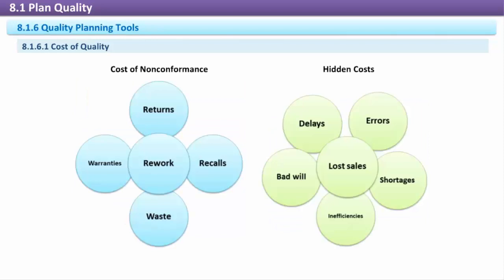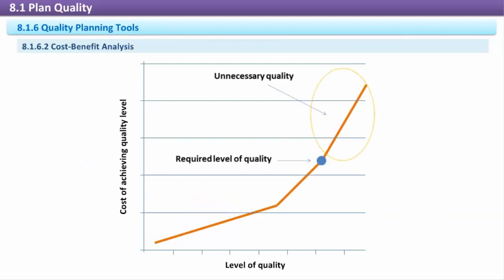lost goodwill. Many conformance costs are easy to measure since they can be tracked and quantified, but much of the costs of non-conformance can be difficult to determine, such as lost sales or a tarnished reputation due to poor quality. Cost-benefit analysis. As it relates to quality, cost-benefit analysis helps to determine the appropriate trade-off between quality and the cost to achieve that level of quality.